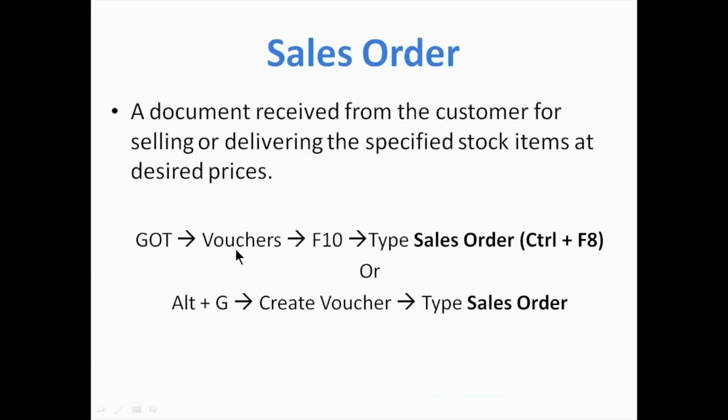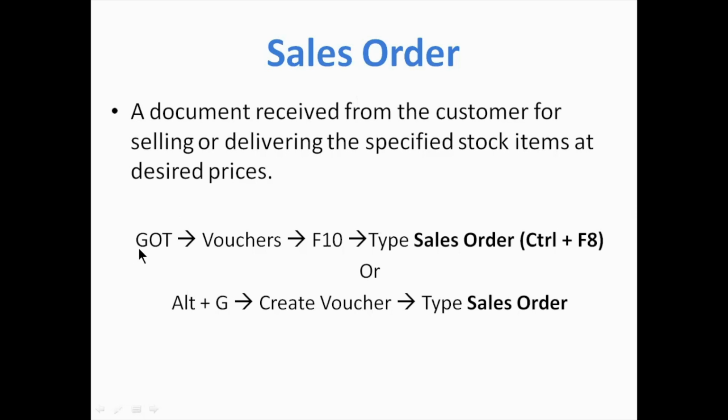Next, we will create a sales order. So what do we mean by sales order? What type of document is it? It is a document received from the customer for selling goods or delivering the specified goods at desired prices. The customer delivers the document mentioning which stock they want, which goods they want, at what price, everything. So this document is a sales order for us. For that customer, it is a purchase order, but from our point of view, it is a sales order, and we enter it through the sales order voucher.